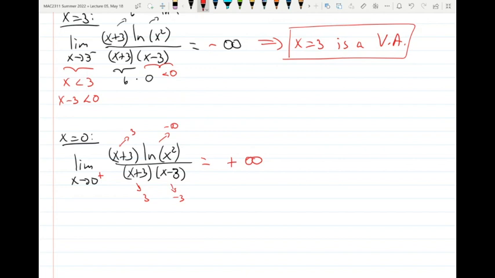Good. The top is a negative, right? And the bottom is a negative. Negative divided by negative, positive. Does everybody see that? 3 times negative infinity is negative infinity. But this bottom is a negative 6. So negative divided by negative gives me a positive. Yes? So we found ourselves another vertical asymptote.